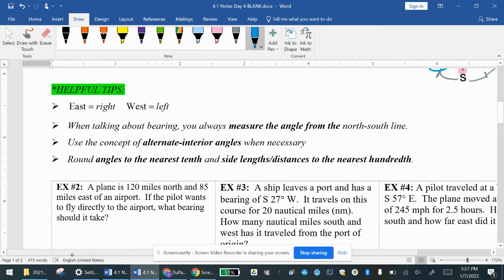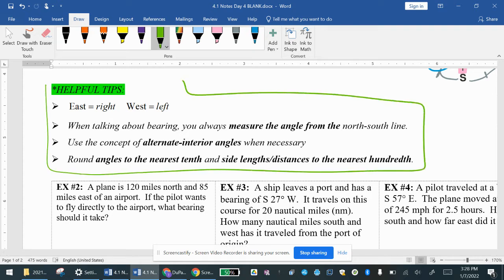Okay, again, compass rose and bearing is direction, okay? So it's an angle with direction. We're going to do a couple examples with bearing. So take a minute, pause the video, and read the helpful hints. Push play when you're ready to start.